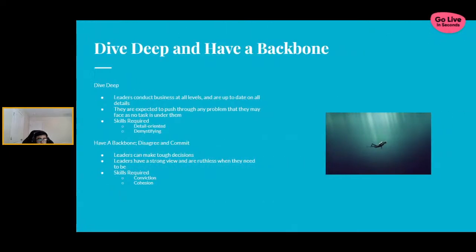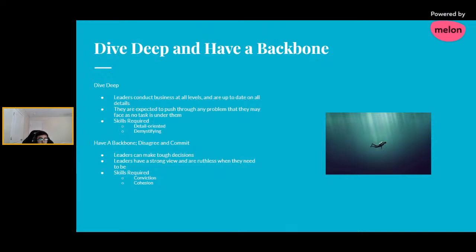All right, now we have diving deep and having a backbone. For diving deep, leaders conduct business at all levels and are up to date on all details. They're expected to push through any problem that they may face as no task is under them, and the skills required for this are detail oriented and demystifying.